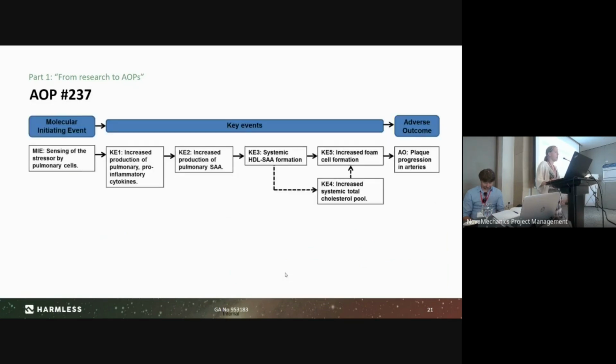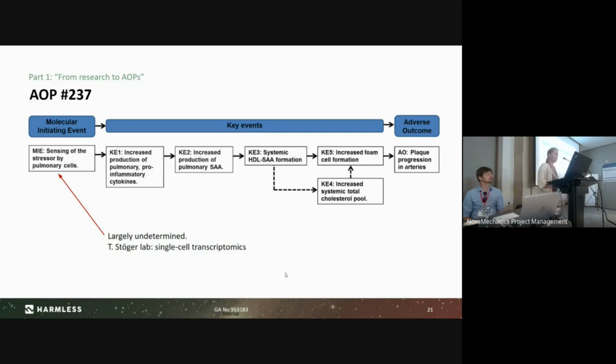So our AOP 237 starts with the molecular initiating event, which is sensing of the stressor by pulmonary cells. As Geoffrey talked about yesterday, I think, this molecular initiating event is sometimes one of the most difficult and least described. In our case, this is also the case for this AOP. It's largely undetermined exactly what happens, but fortunately some colleagues, Dr. Sturga and his lab, are doing single cell transcriptomics and trying to figure out what happens when the different nanomaterials are introduced to the cells.